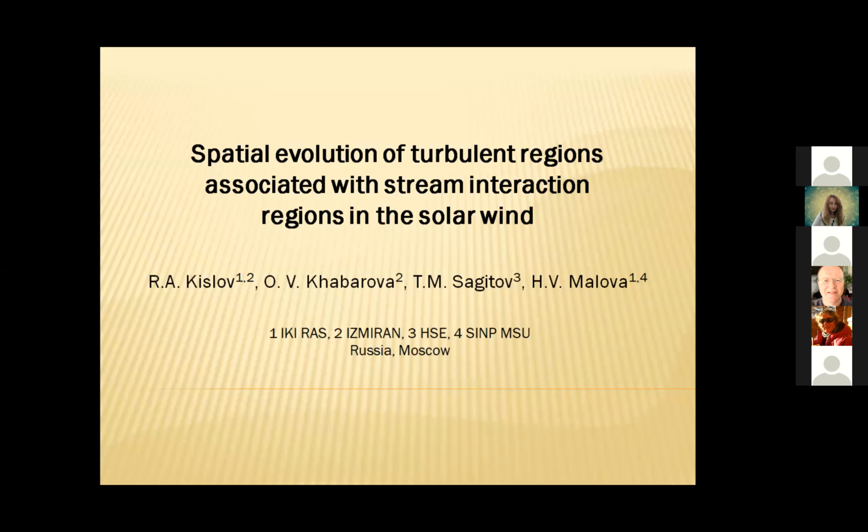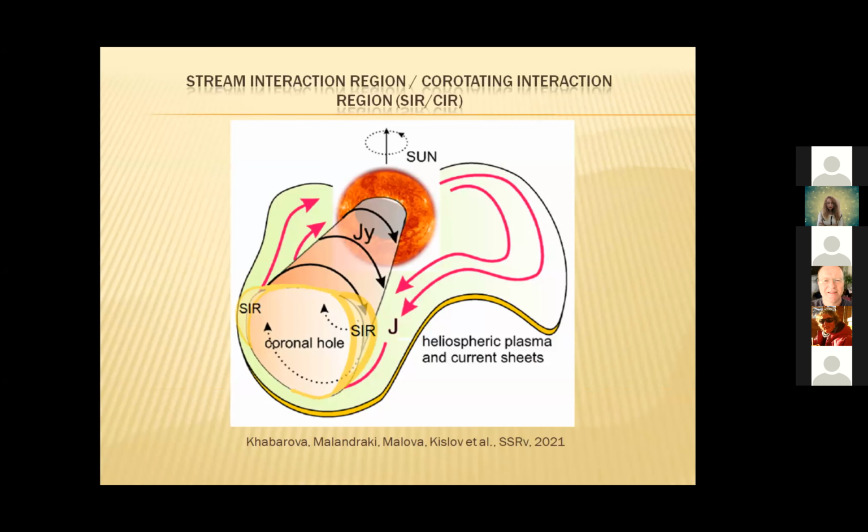We have studied whether a stream interaction region is a wave or a stream of particles. High-speed flows from coronal holes are separated from the surrounding solar wind by a stream interaction region. As the Sun rotates, stream interaction regions along with high-speed flows propagate in the heliosphere. A stream interaction region can be considered as a single large-scale object resembling a magnetic tube with walls of varying thickness, as you can see in the figure.